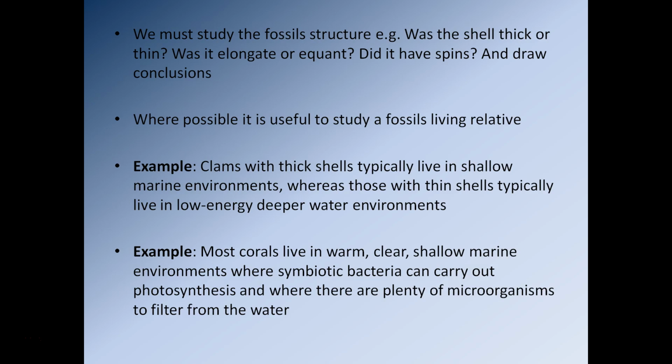So let's look at the two examples at the bottom. Clams have thick shells. Now they typically live in shallow marine environments. So where you have a clam with a thick shell, that typically means they live in these shallow, warm marine environments where there's lots and lots of predation. Okay? So that means there's lots of stuff around that will try to eat the clams. And so the clams have to develop thick shells to protect themselves.